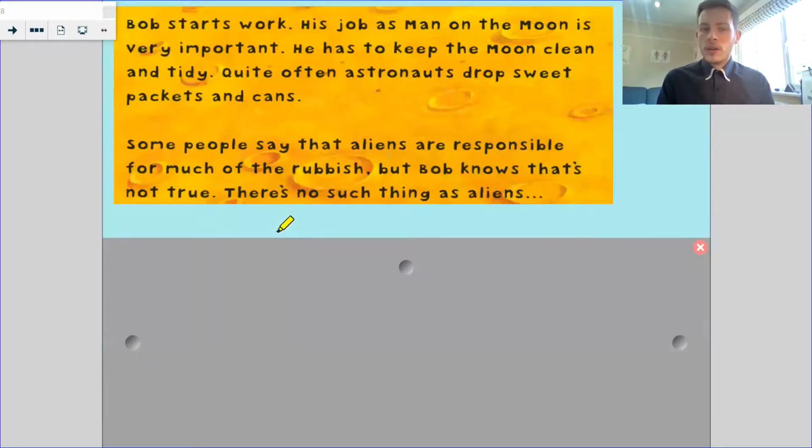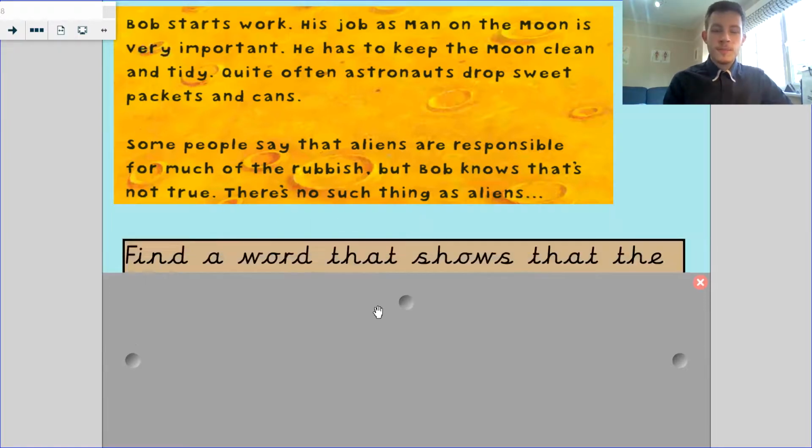Bob starts work. His job as the man on the moon is very important. He has to keep the moon clean and tidy. Quite often, astronauts drop sweet packets and cans. Some people say that aliens are responsible for much of the rubbish, but Bob knows that's not true. There's no such thing as aliens. That's the text that's going to help us answer the question.